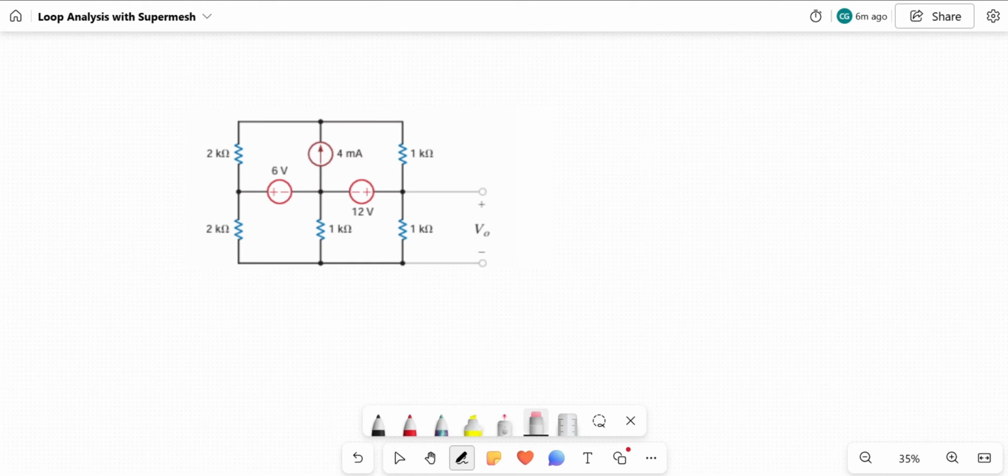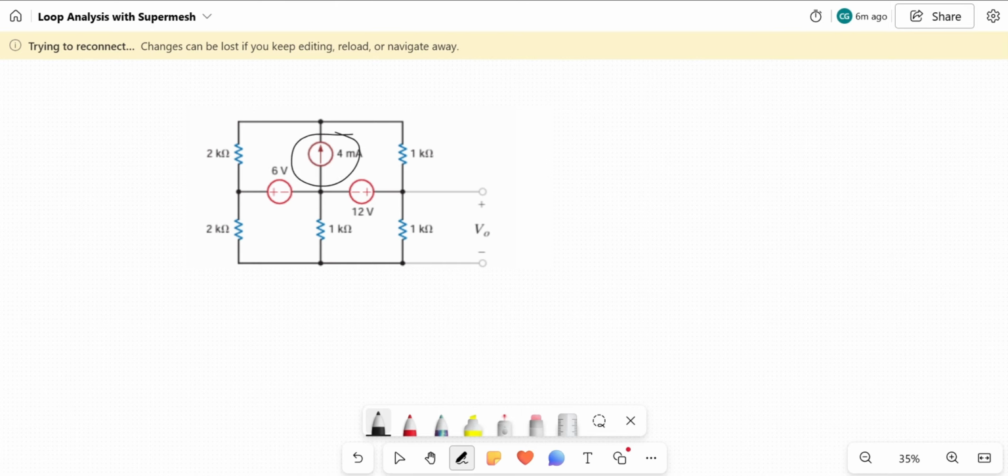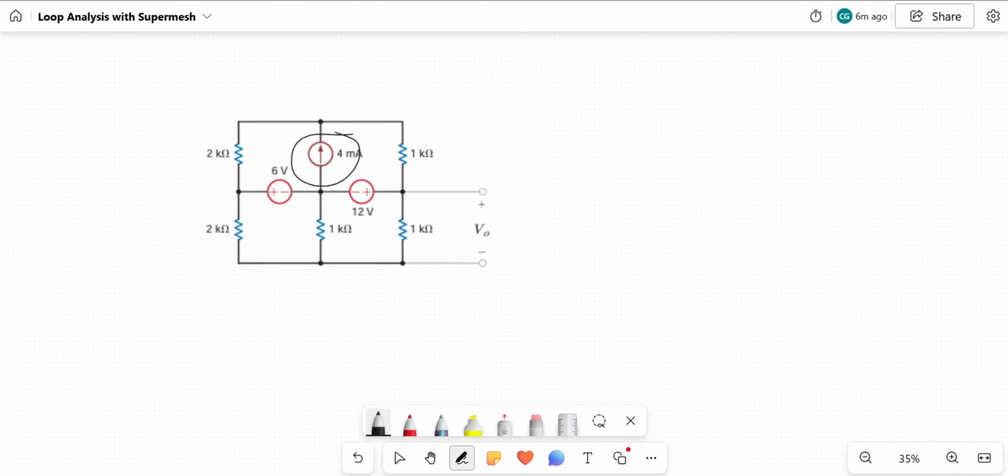So first, the way we know that this is a supermesh is that there is a current source over here in between two meshes, here and here. So now that we know that this is indeed a supermesh, we'll be labeling our meshes. Mesh number 1, 2, 3, 4. That is the first step, according to my steps. And then I will say that this is I1, this is I2, this is I3, and this is I4.